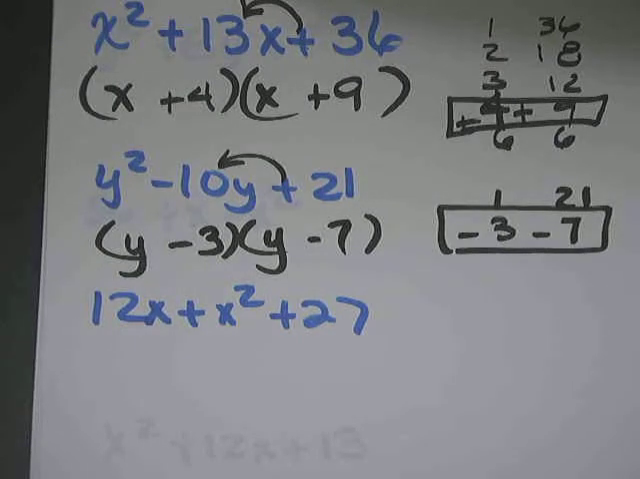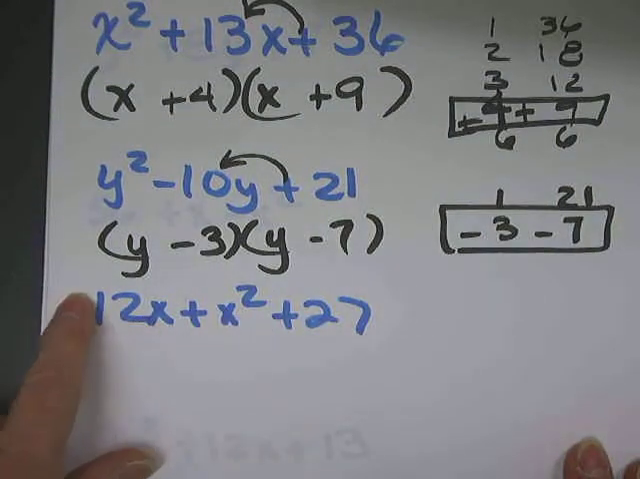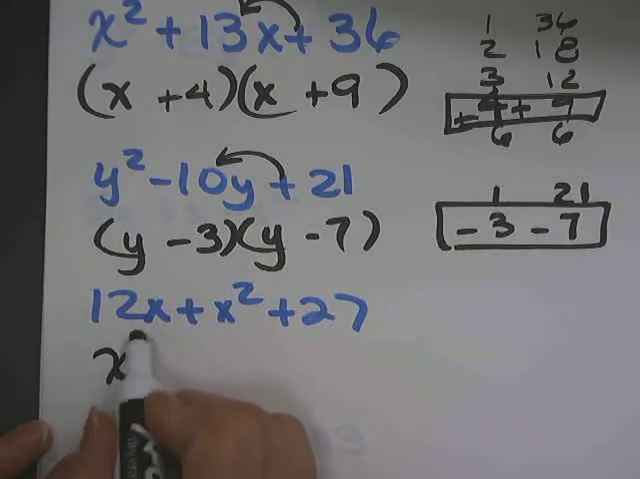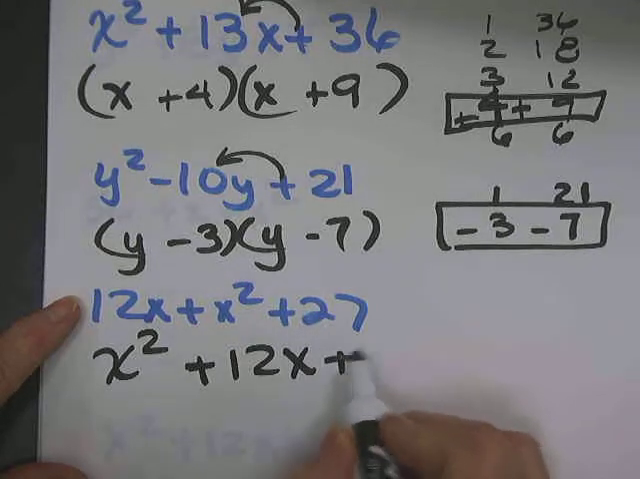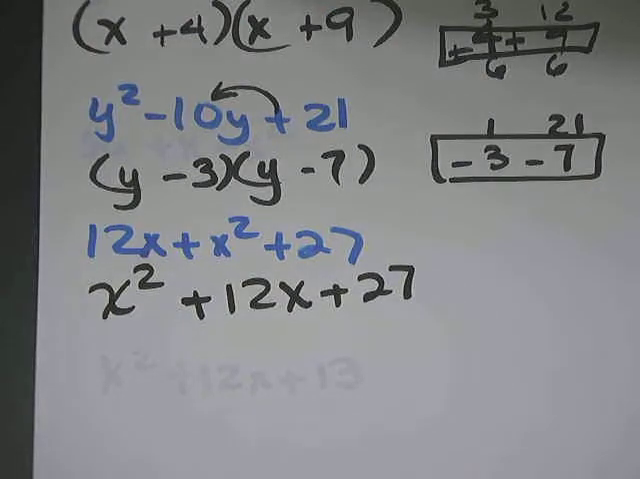Okay. You see a common factor. You see something wrong with it. Does it start with x squared or something squared? No, we need to put it in order. See how it's y squared y and then nothing? We need the x squared first and then the x and then no x. So we need to reorder this first. That's a positive 12x and then plus 27. So if it's not in descending order, you need to put it in descending order.